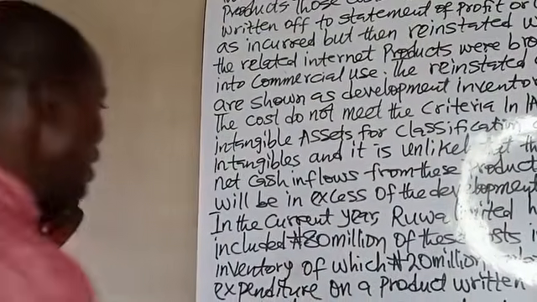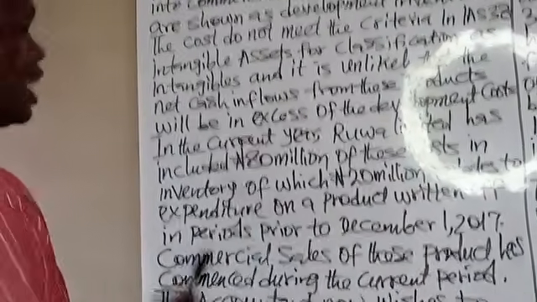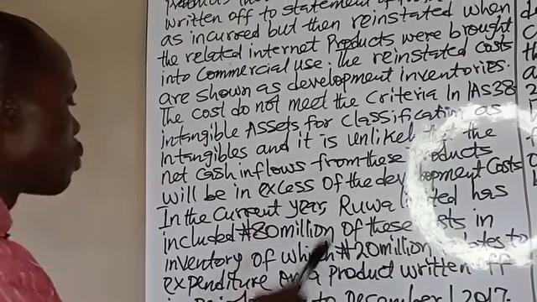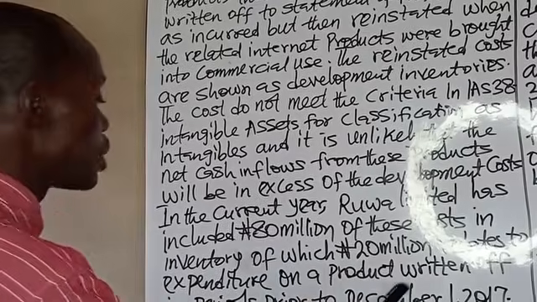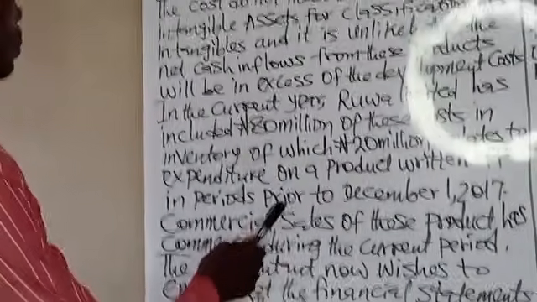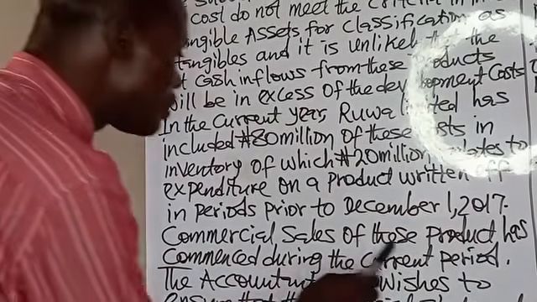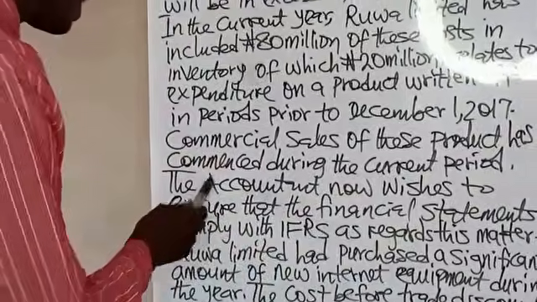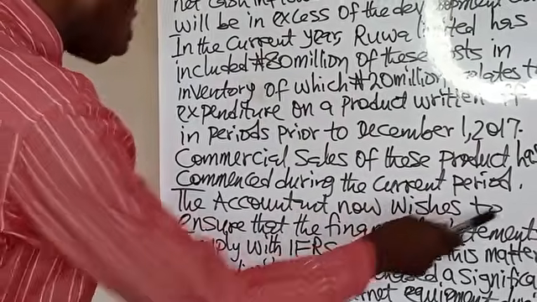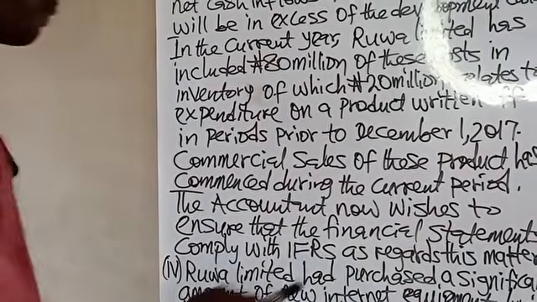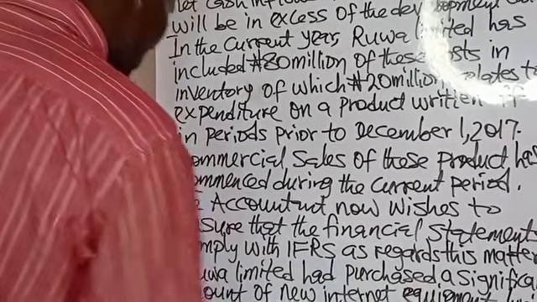In the current year, Ruwa Limited has included 80 million of these costs in inventories, of which 20 million naira related to expenditure on a product written off in periods prior to December 1st, 2017. Commercial sales of this product have commenced during the current period. The accountant now wishes to ensure that the financial statements comply with IFRS as regards this matter.